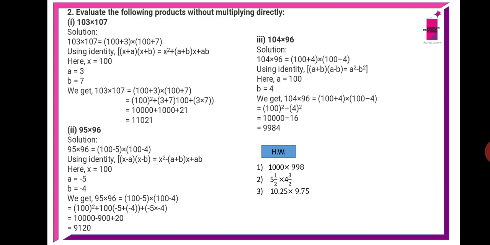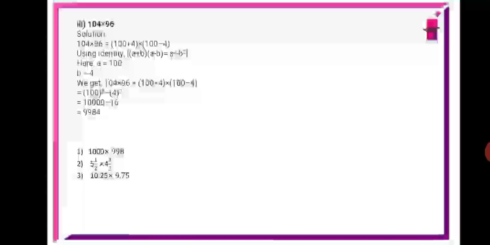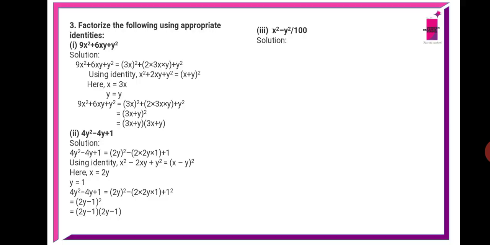Similarly, next problem you can see 104 into 96. Here you can write it as (100 plus 4) and (100 minus 4). Here you can use the identity (a plus b) into (a minus b), which equals a square minus b square. So directly a equal to 100, b equal to 4, which is nothing but 100 square minus 4 square. You will get 10,000 minus 16, which equals 9,984. So 104 into 96, same problem.